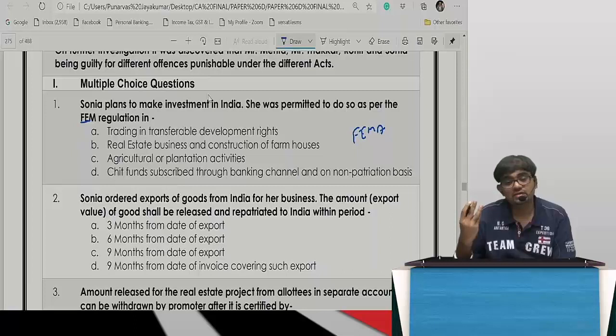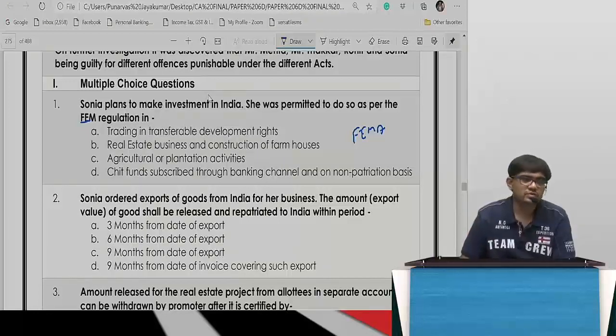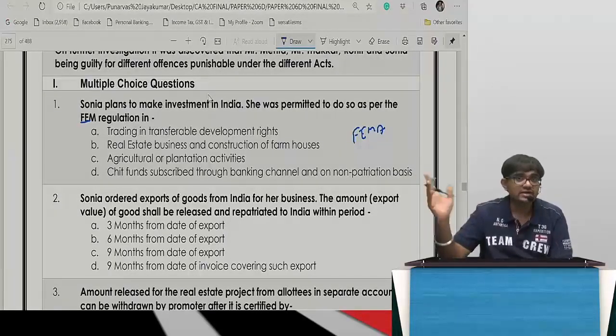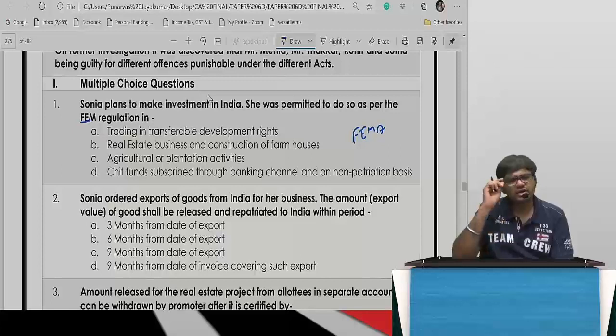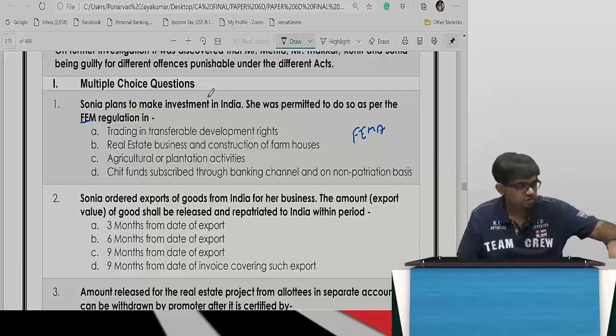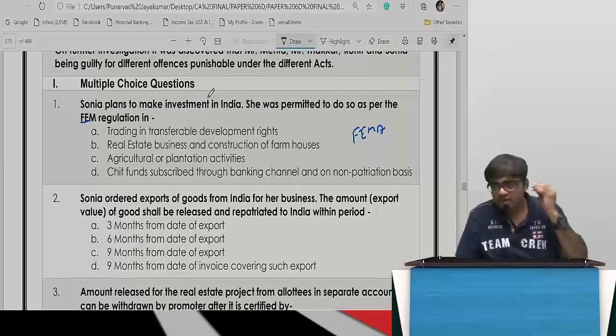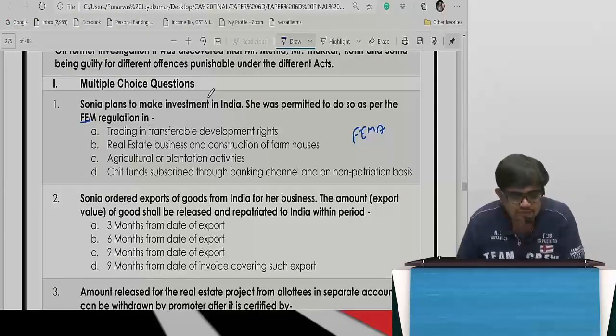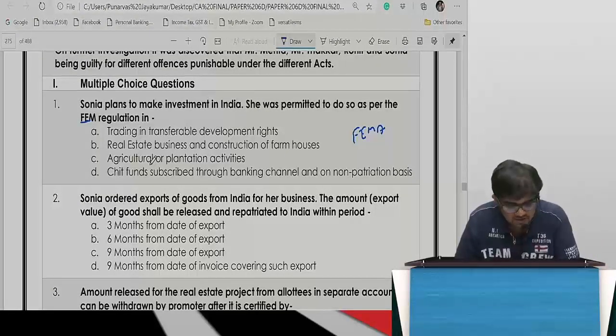Remember, 3 things are prohibited. 4 things. Trading in TDR is prohibited. Real estate business, farming, that is agriculture or plantation activities, and even chit fund is prohibited. But chit fund through banking channel is allowed on non-repatriation basis. We have done it in FEMA regulations. Direct. Do you have to read any case law? I mean, any case study also to answer this question? No. Directly we can answer. So that is the scene. Most of the things are very easy. See, the case study may be different and it may be difficult, but the questions will be extremely simple. Okay, that is regarding FEMA regulation.